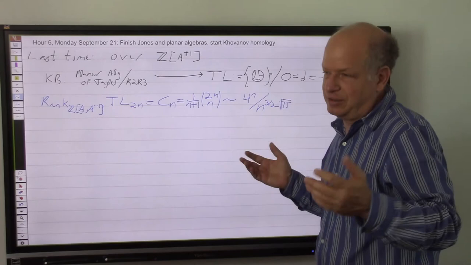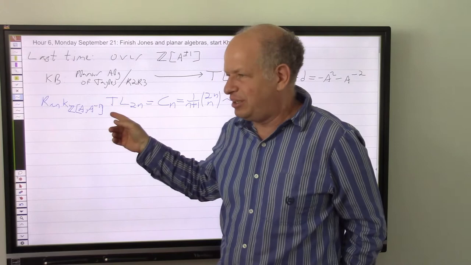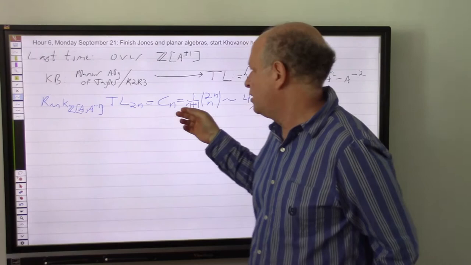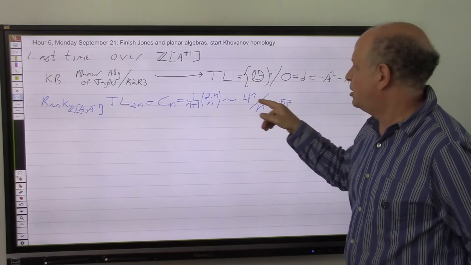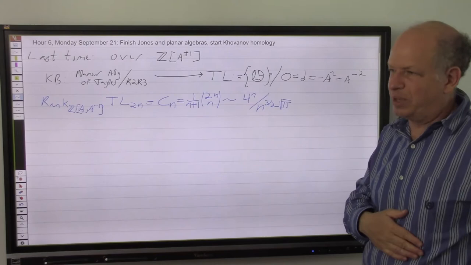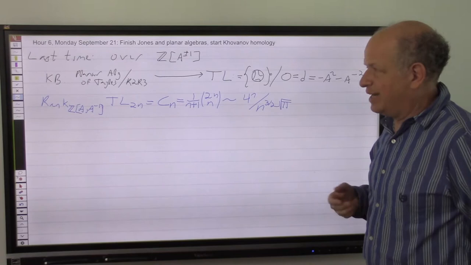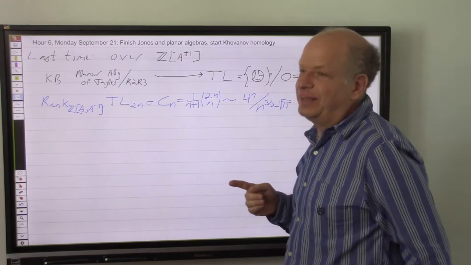Okay. So basically, the statement that's being made here is that the number of generators of Temperley-Lieb 2n is equal to the nth Catalan number, which is equal to 1 over n plus 1, 2n choose n, which is approximately 4 to the n divided by n to the 3 halves times the square root of pi. So I wanted to justify this. But first I have to tell you what the nth Catalan number is.